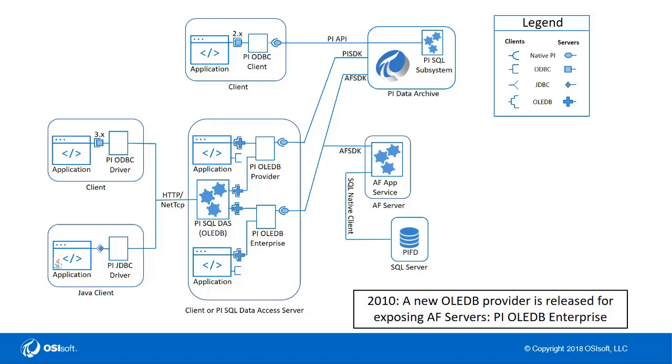Now, the data flow of the PI OLEDB Enterprise is similar to any other AF SDK application. You have an AF SDK connection to the AF server, to the AF application service. The AF application service then makes a SQL native client connection to the SQL server hosting the PI AF database. To resolve any PI Point data references, the AF SDK client itself, in this case PI OLEDB Enterprise, makes an AF SDK connection to the PI Data Archive to resolve those.